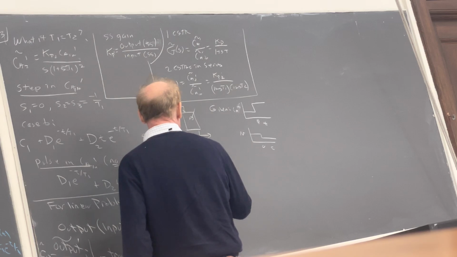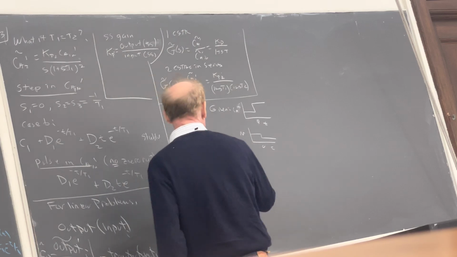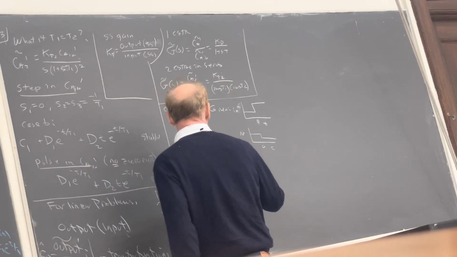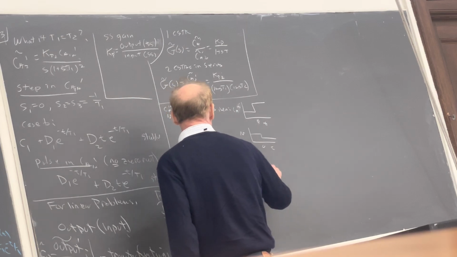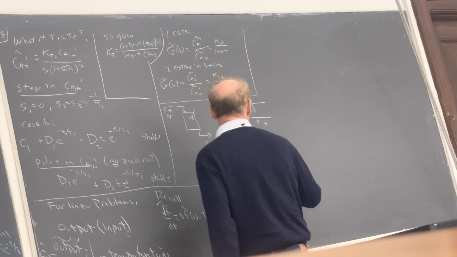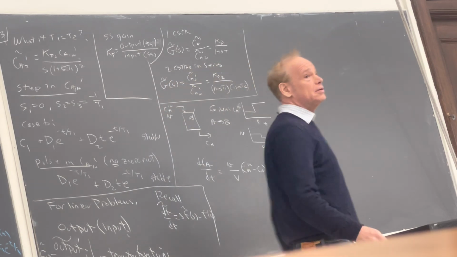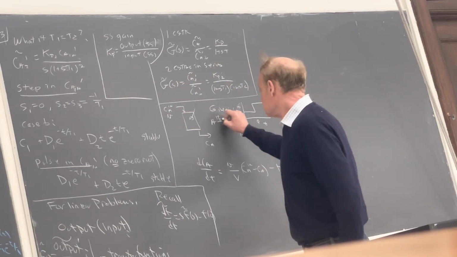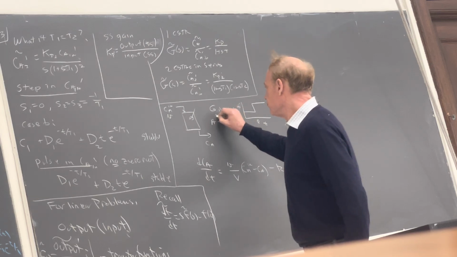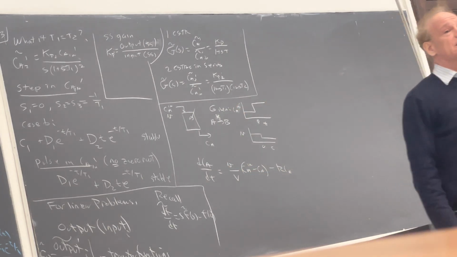dCA/dt, let's write out the CSTR equation. That's equal to little v over big V, CA in minus CA, minus k CA. So I also have the first order reaction, k CA, with the rate constant k. So we've seen this before. Here I have my CSTR equation.